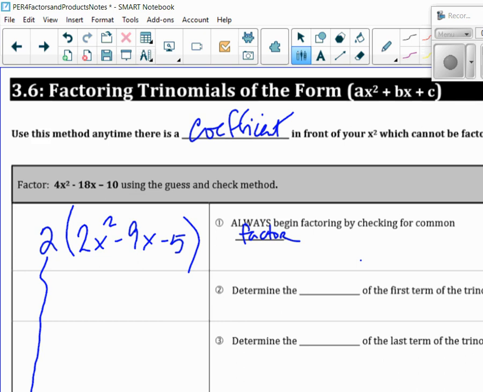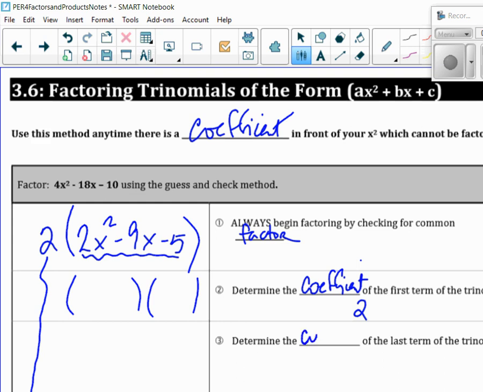But in the end, now we're going to be factoring this trinomial, okay? This is the part that's going to have the 2 factors. So again, this is probably not the best way, but put a line so you know you're going to have to put the 2 back in. So what we're going to do here is, anyways, determine the coefficient of the first term. So in this case, it's 2. Does everybody see it's 2?